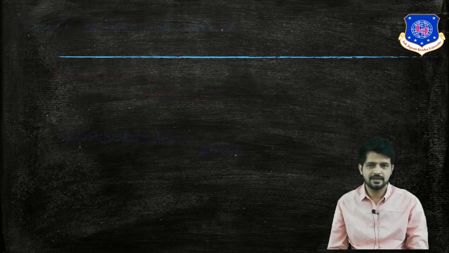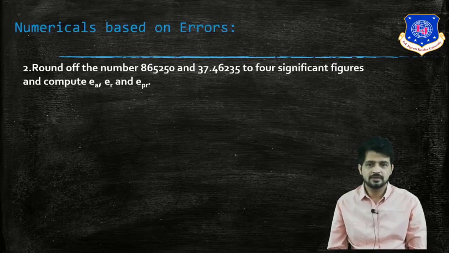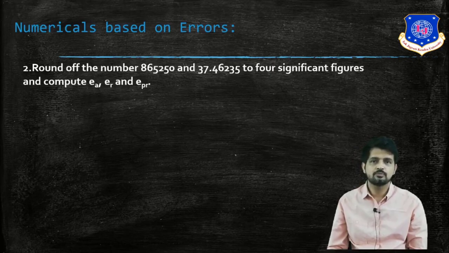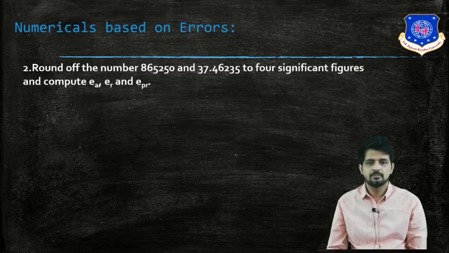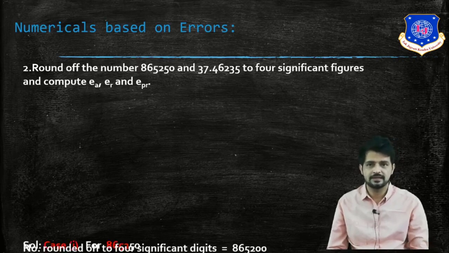Okay, next numerical. This is again asked in GTU. Round off the number 865250 and 37.46235 to 4 significant figures and compute EA, ER and EPR. We have to again calculate all these three errors. But first of all, we have to round off this number. So it is a combination of two things. We have to round off and then we have to find the errors.